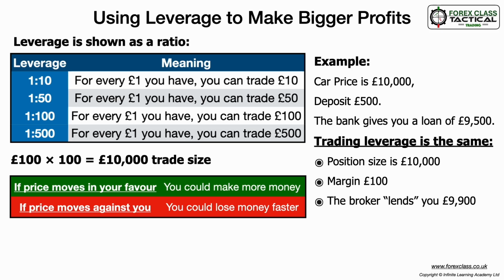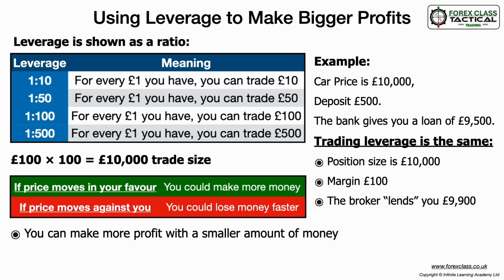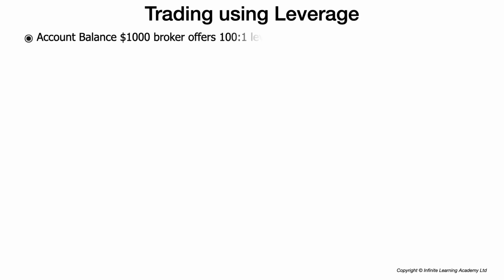And like we've seen in the previous examples, using leverage you can make more profit with a smaller amount of money. You don't need a large account to start trading. Let's see leverage in action with a real example. Let's imagine you have $1,000 in your trading account, and your broker offers 100-to-1 leverage. That means you can control a position worth $100,000.